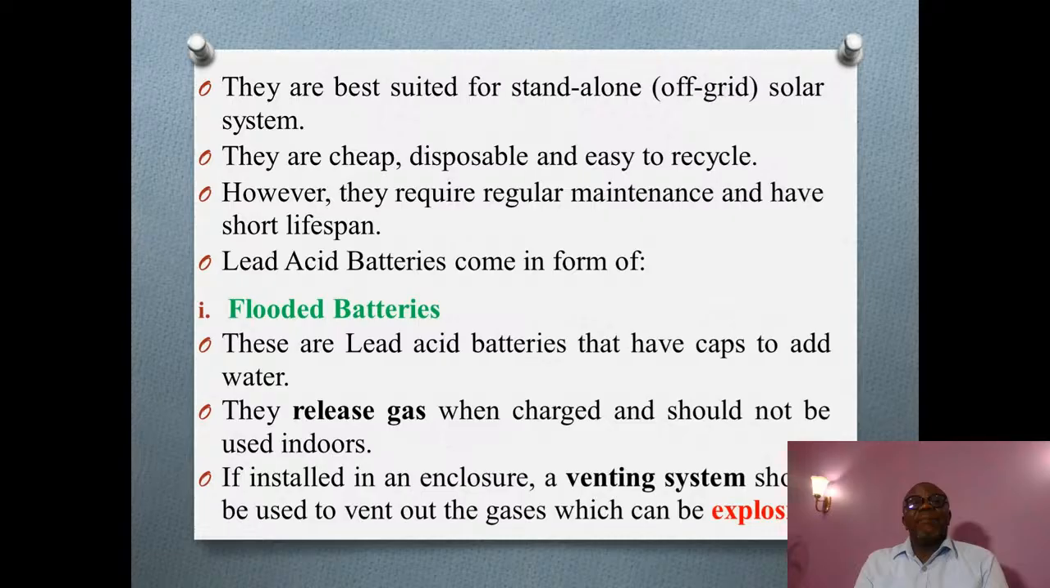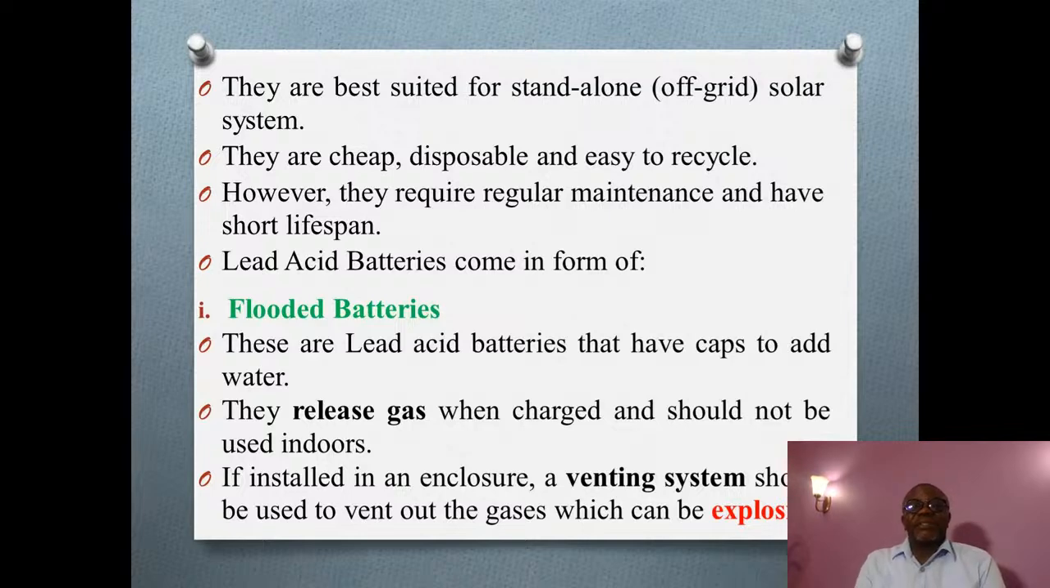So they are best suited for standalone off-grid solar system. They are cheap, disposable, and easy to recycle. However, they require regular maintenance and have short lifespan.